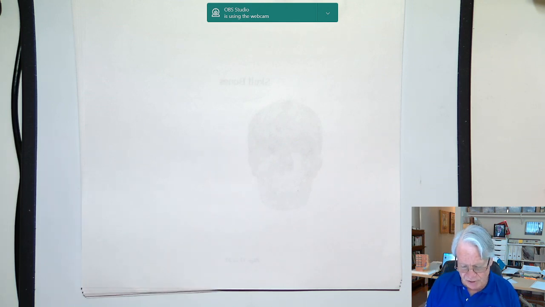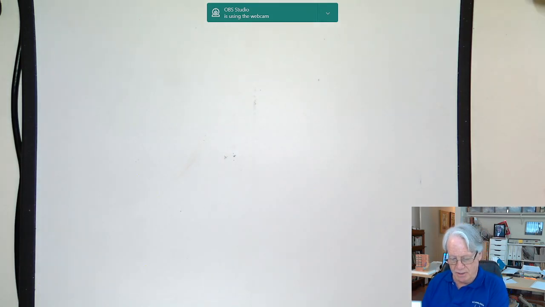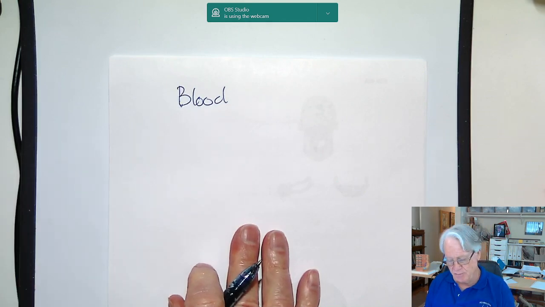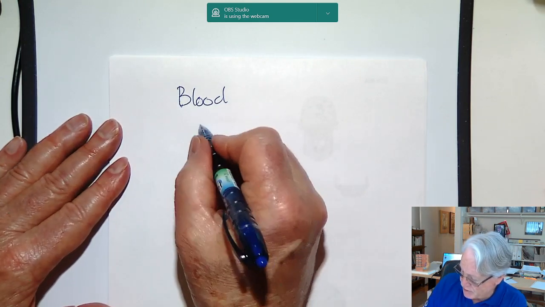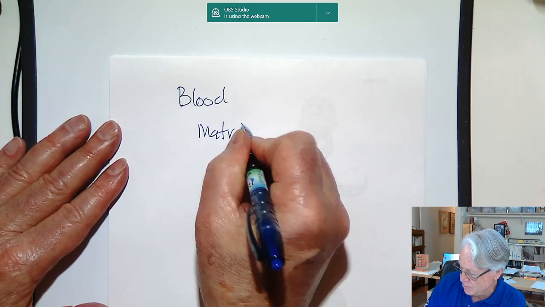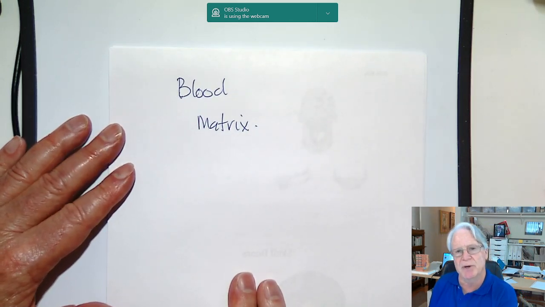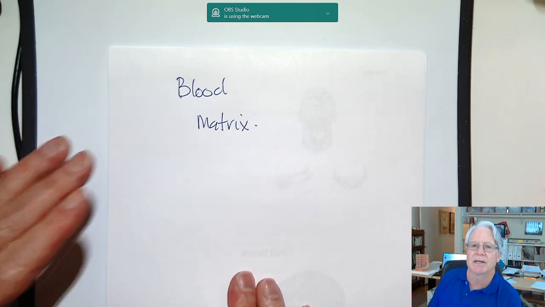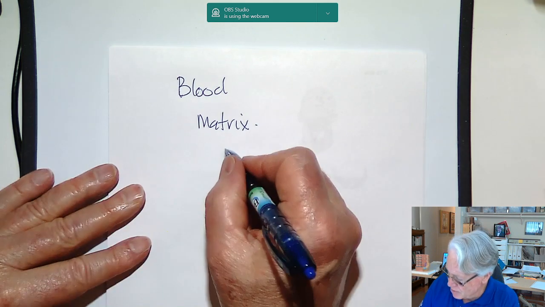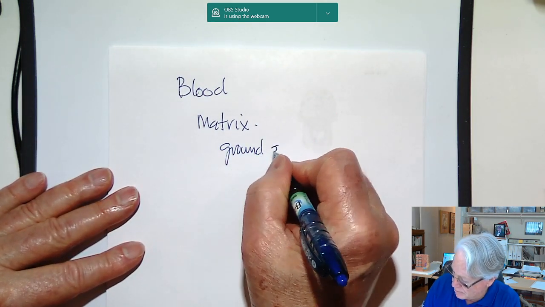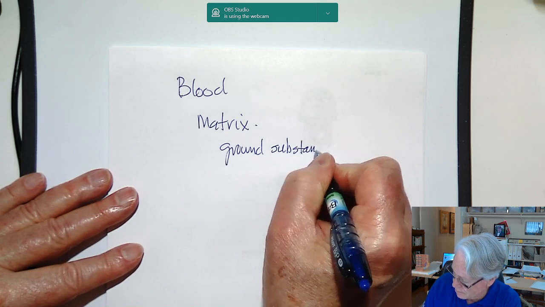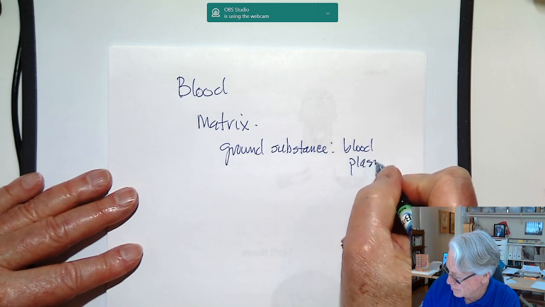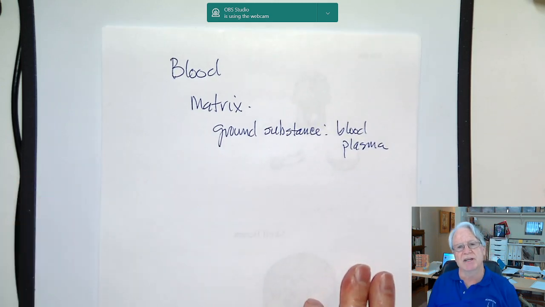So the next type of tissue that we want to look at is blood. And believe it or not, that is considered to be connective tissue. But let's take a look at how this is possible. And let's look at that matrix, which, remember, is supposed to be composed of fibers and a ground substance. So the ground substance is blood plasma, which is the liquid portion of blood.